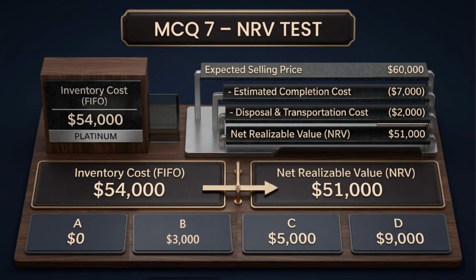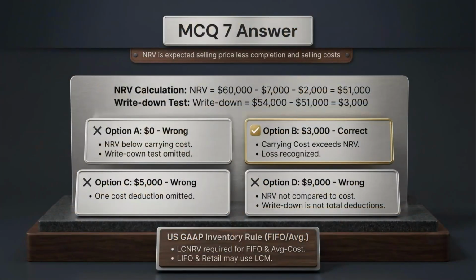Expected selling price is $60,000. Completion cost is $7,000 and disposal and transportation cost is $2,000. What write down is required under lower of cost and net realizable value? A. 0, B. $3,000, C. $5,000, D. $9,000. First calculate NRV, then compare it with cost. Lock your answer now. The correct answer is B, $3,000.